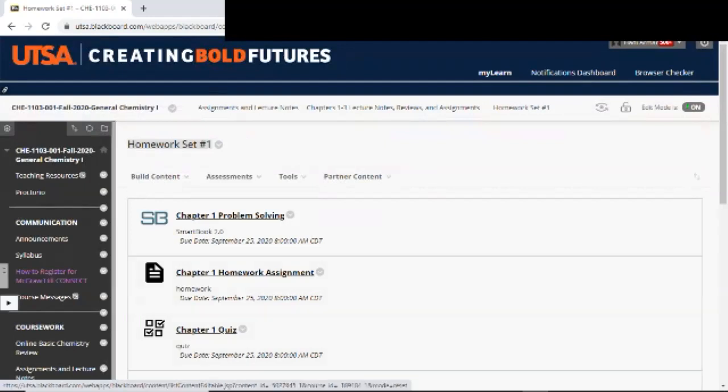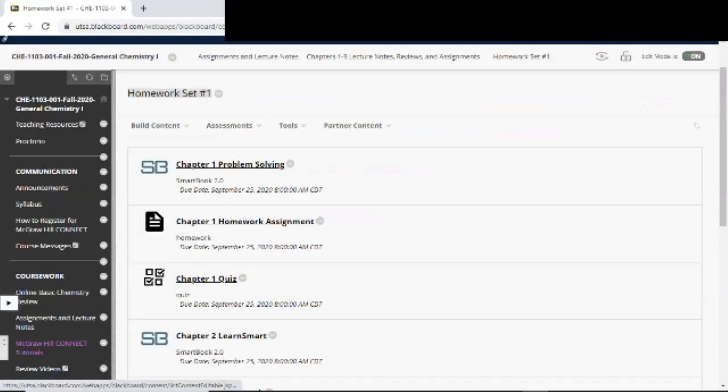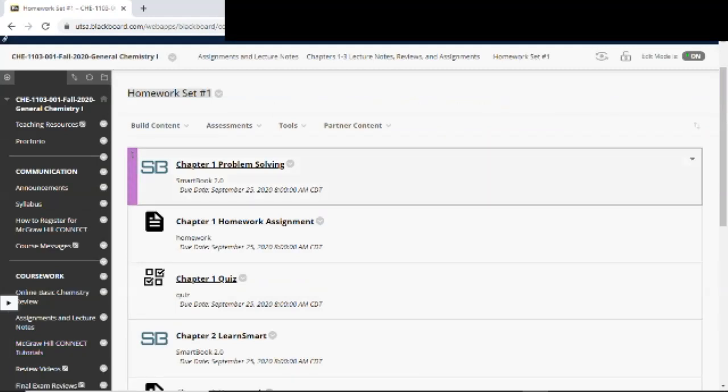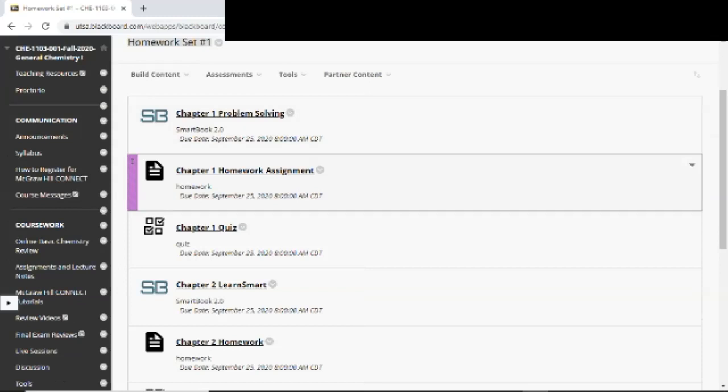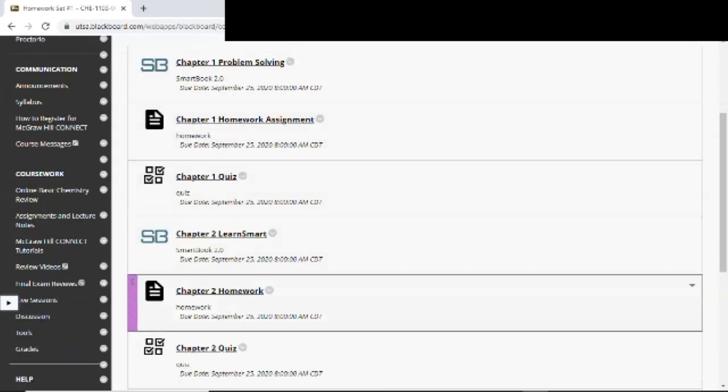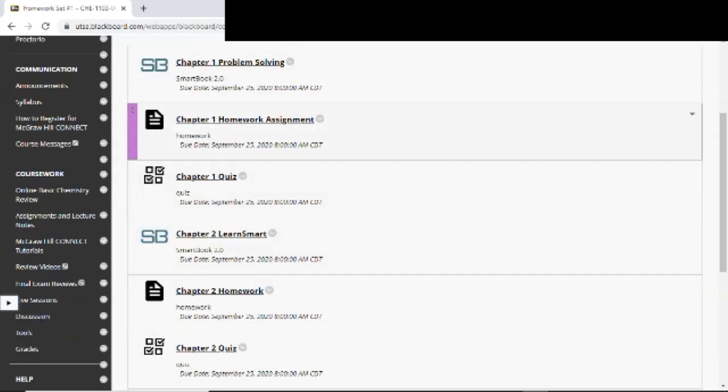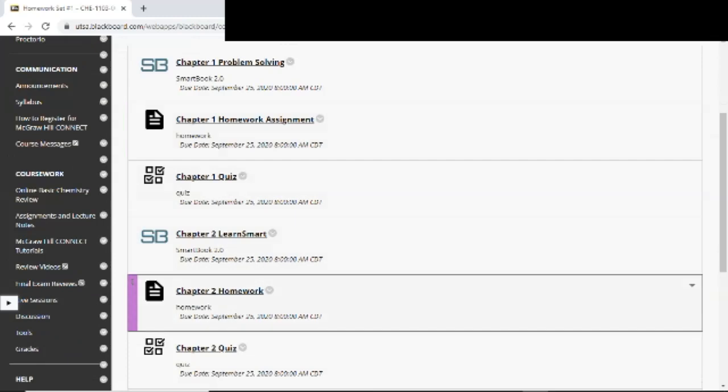You can also click on the tutorials as well. You can click on a tutorial and it'll take you to the right place to register. So here's where all the Connect assignments are. They're in homework set 1. It tells you the due date. Again, you have to make a 70 or better on the homework in order to access the quiz.